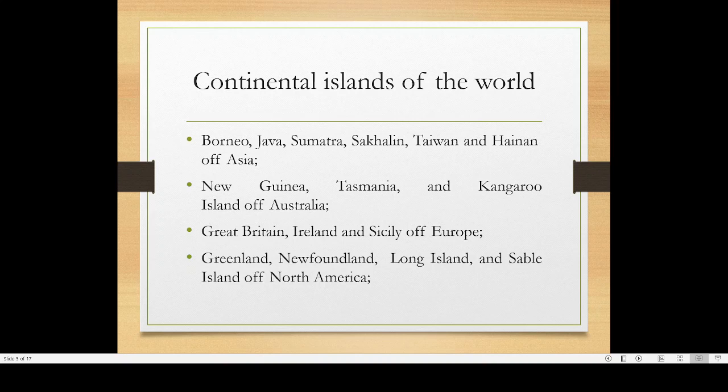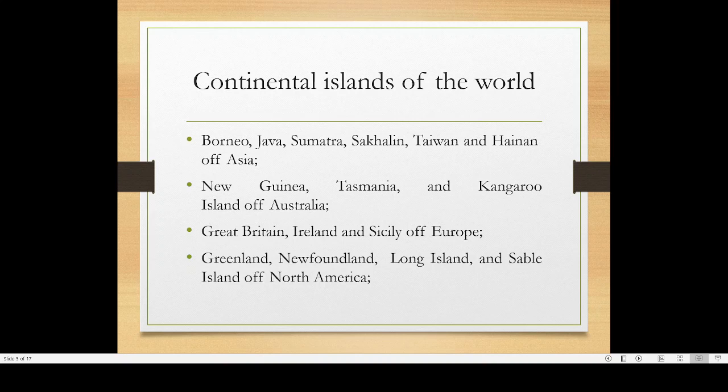Then we have Great Britain and Ireland and Sicily, which are the continental islands that you can see in the east of Europe. Then coming to North America, we can find Greenland. Greenland is very near to Canada, but it is a snow-covered island, and it is under the control of Denmark.